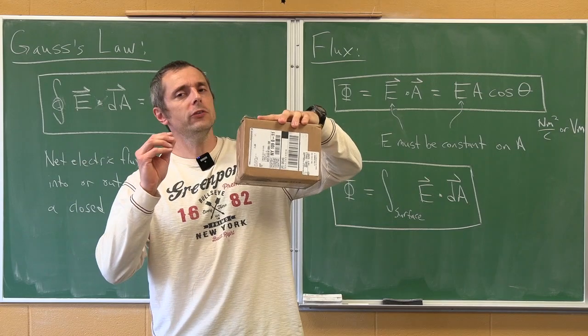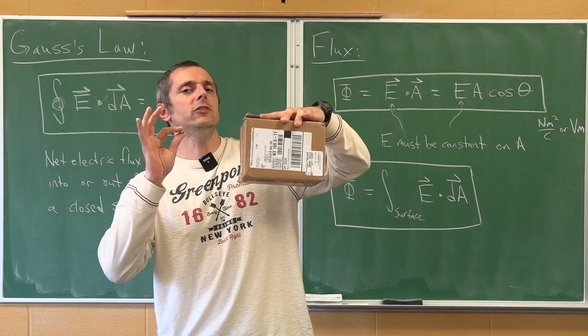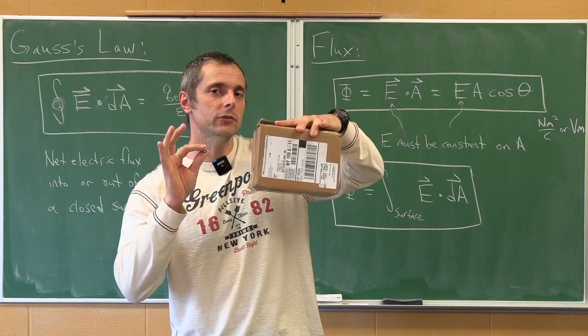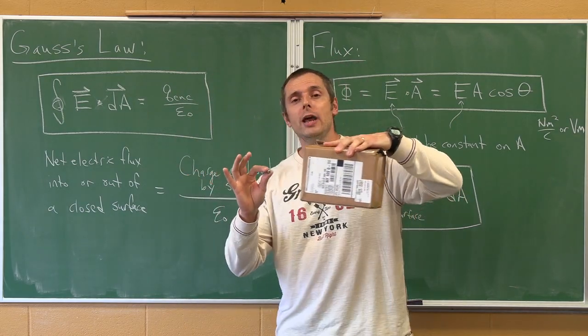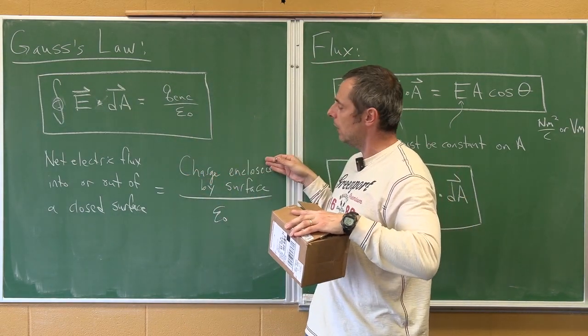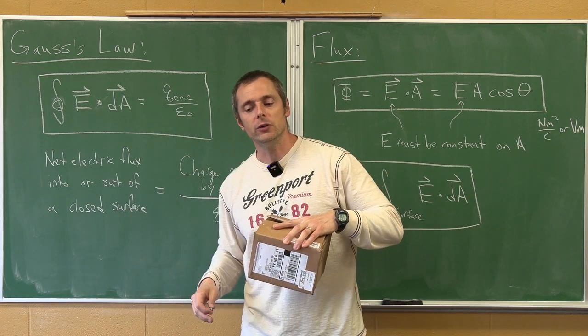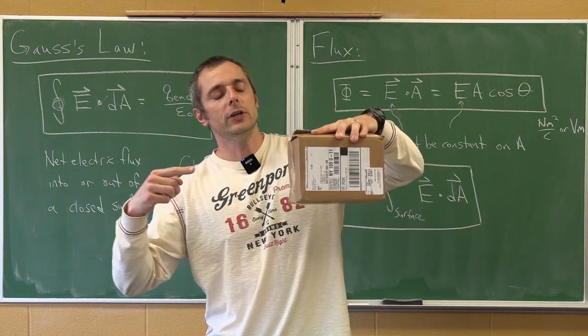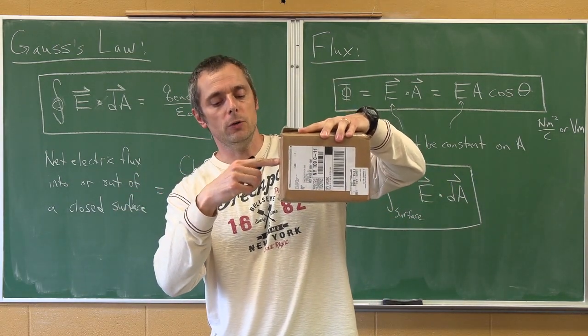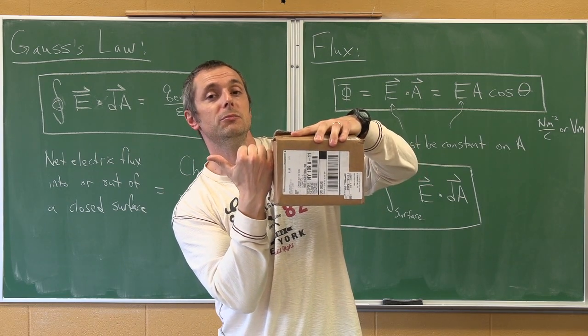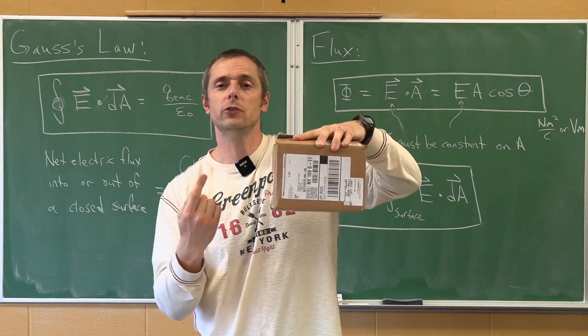But Gauss's law tells me that since this charge is outside the box, it will create no net flux. Q enclosed is 0. The net flux is 0. Electric field going into the box here with an area vector pointing like this means negative flux. The cos is like 180.